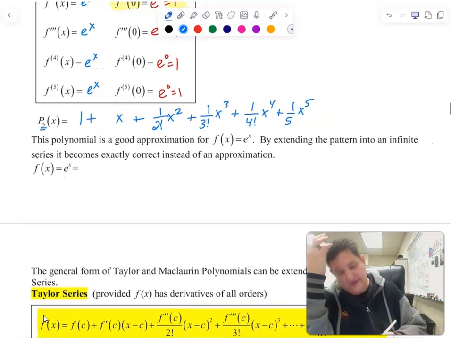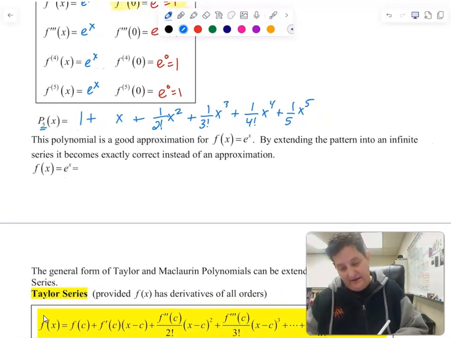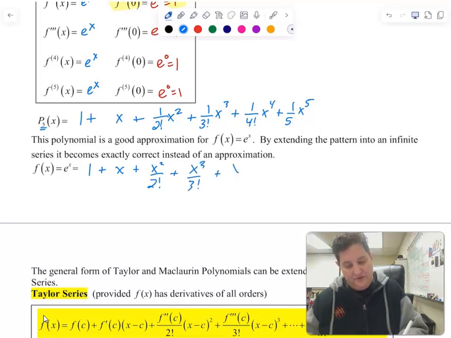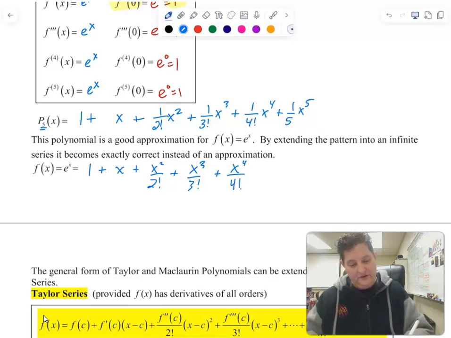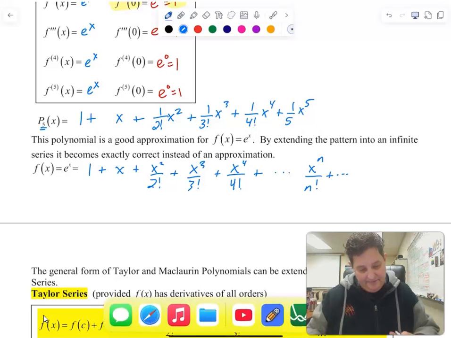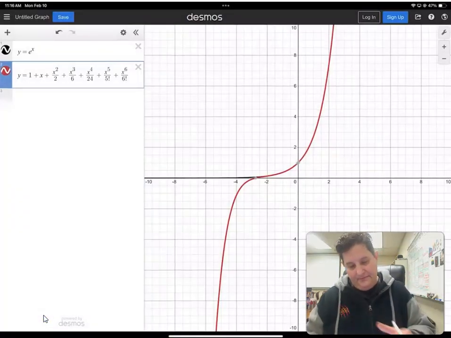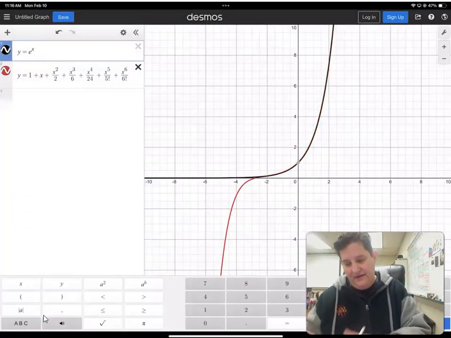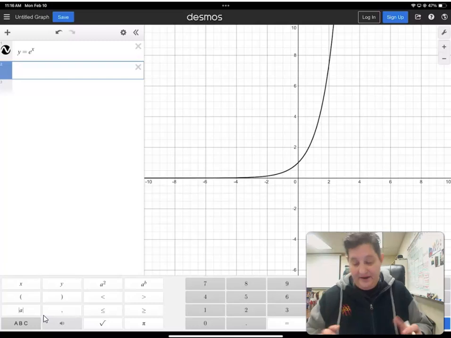When we extend it into infinity, it is e to the x. So the actual formula here is: x to the third over 3 factorial, x to the fourth over 4 factorial, and then x to the n over n factorial, and it keeps going forever. That is exactly e to the x. Now, we were talking about this a little bit in class, okay? And so I have this here. I had it extended out.